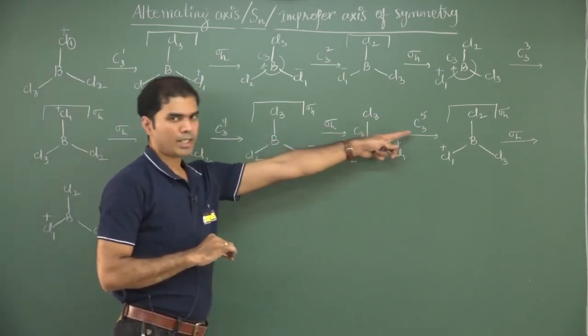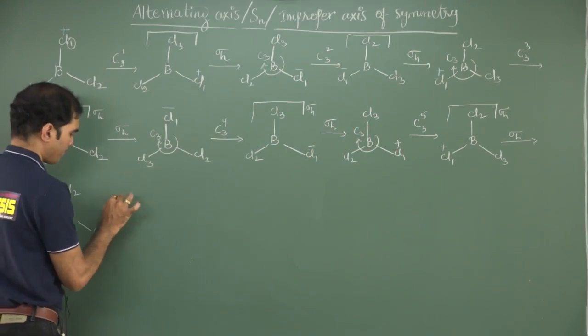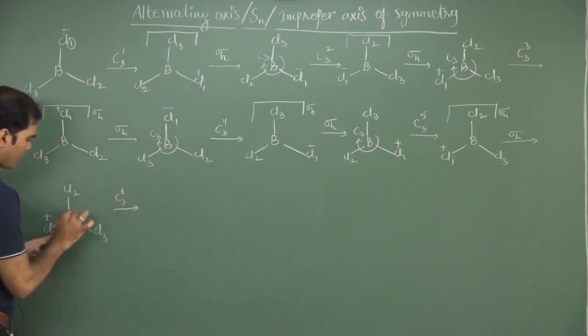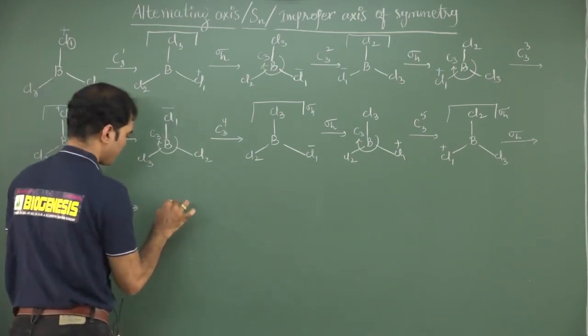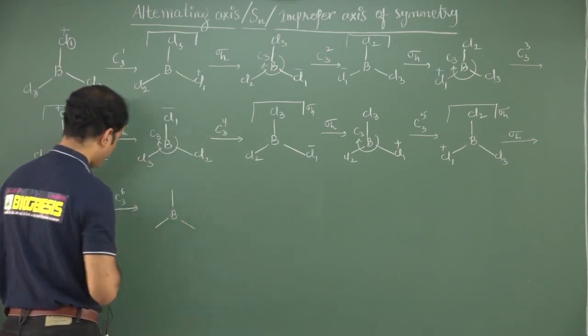I have done up till S3 5. S3 5 means C3 5 into sigma h. Now I will take C3 6 because I am not getting identical structure. Therefore, I am continuing my operations.